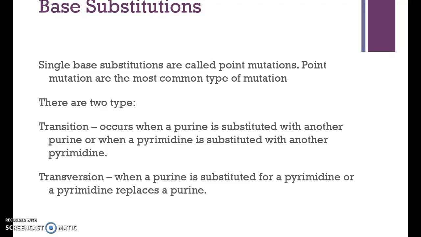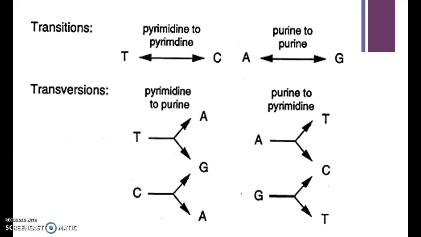Base substitutions. Single base substitutions are called point mutations. Point mutations are the most common type of mutations. There are 2 types. Transition occurs when a purine is substituted with another purine, or when a pyrimidine is substituted with another pyrimidine. And transversion, when a purine is substituted for a pyrimidine, or a pyrimidine replaces a purine. And here's a picture of transition and transversions.